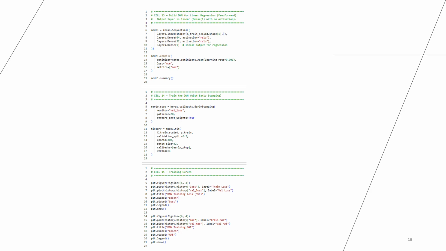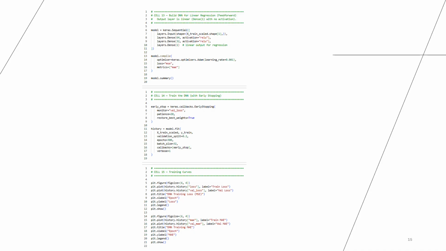In cell 15, we visualize these results using training curves. The first plot shows the training loss and validation loss across epochs. These curves help us see how the model improves during training and whether overfitting begins to occur. Ideally, both curves should decrease and eventually stabilize.